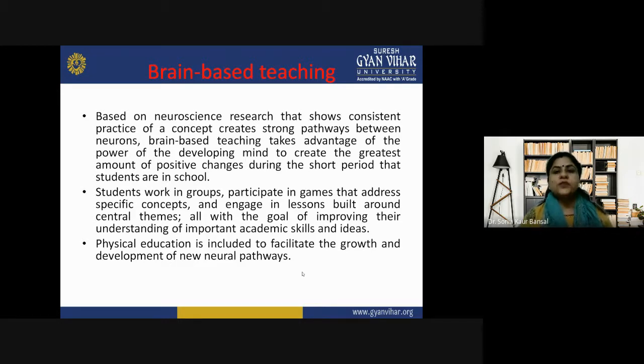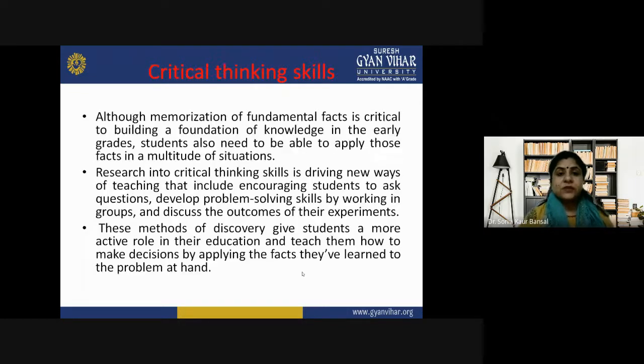So this is students' brain-based teaching, and physical education is included in this to facilitate growth and development of new neural pathways. So just understand, brain-based teaching is actually activating your neurons, and it is related to neuroscience research. All right. And it is developing the child's mind to create the greatest amount of positive changes among whatever the teacher is teaching. Okay. So this is something like that.